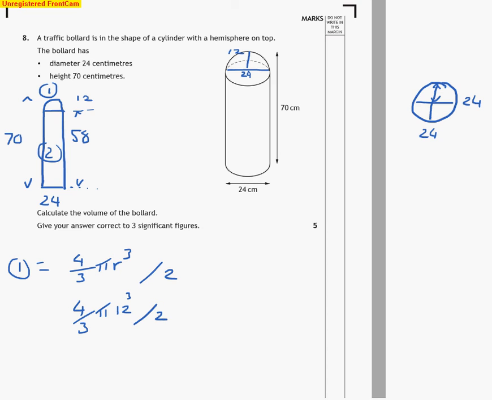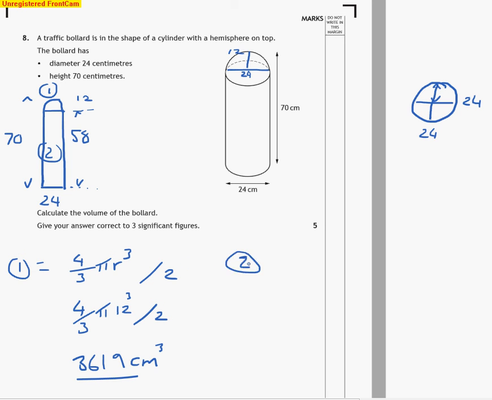Okay, so if I do 4/3 times pi times 12 cubed divided by 2, that's going to give me 3619 units for that. But in centimeters, we're doing volume, so centimeters cubed. Okay, so that's our first volume. Again, classic mistake here, doing r squared rather than r cubed, which is silly because we're being given the formula. Okay, I'm going to put 2 over here.